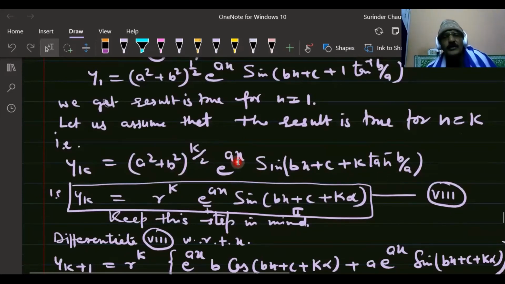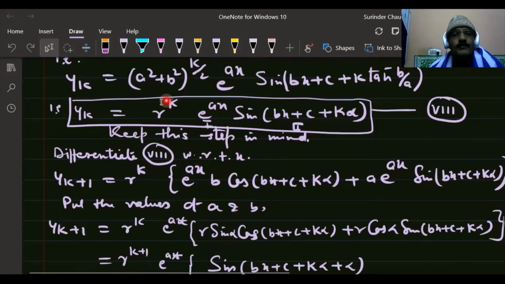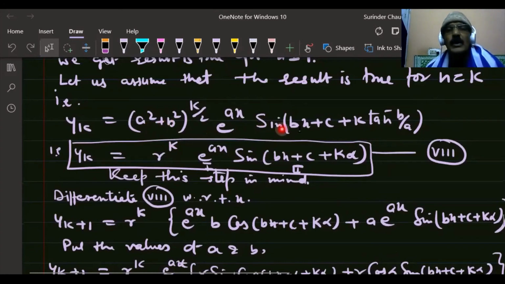Now differentiate the n equal to k result. Convert that into R and alpha, otherwise you have to differentiate these two separately. This is a very important step. If you do not convert them to R and alpha, you will find it difficult to keep this step in mind. Differentiate this with respect to x. For that, you have to convert that into R and alpha.